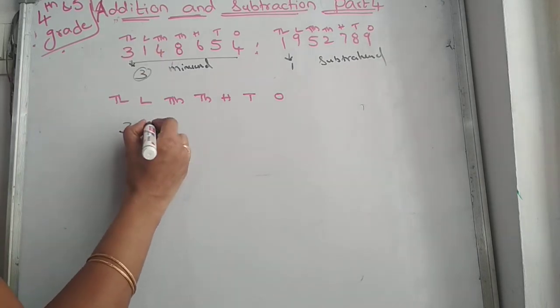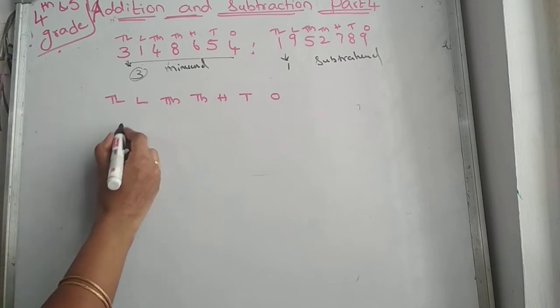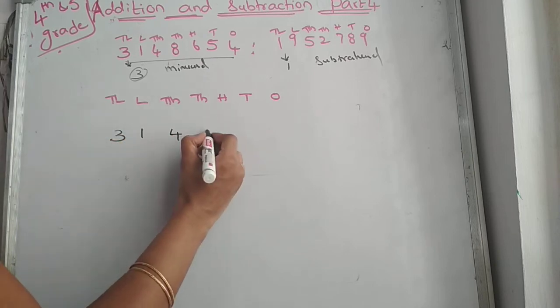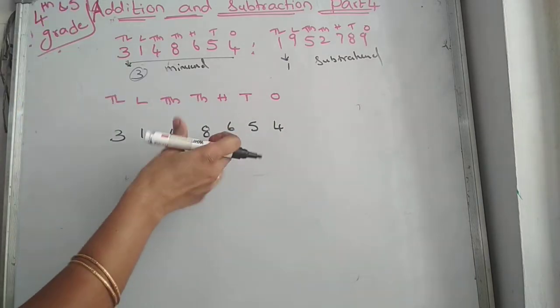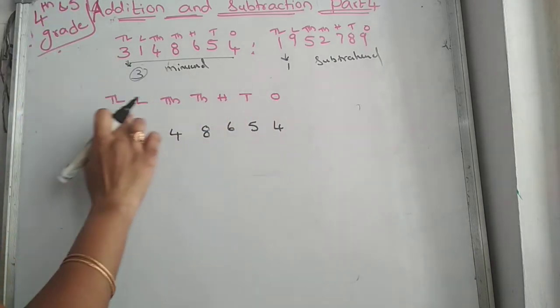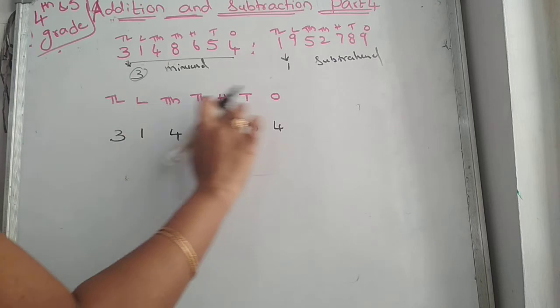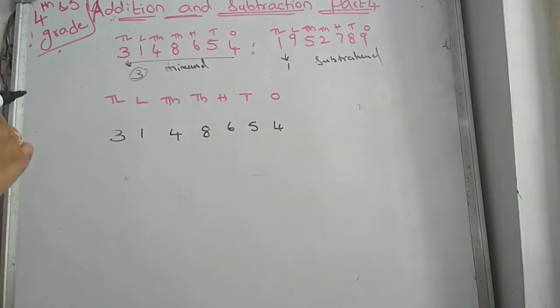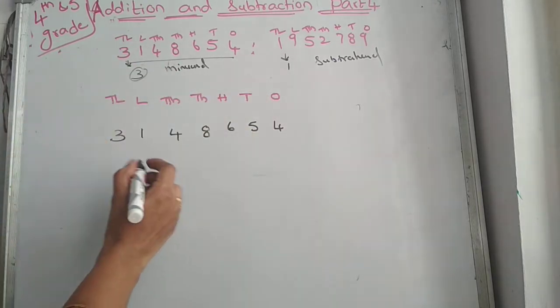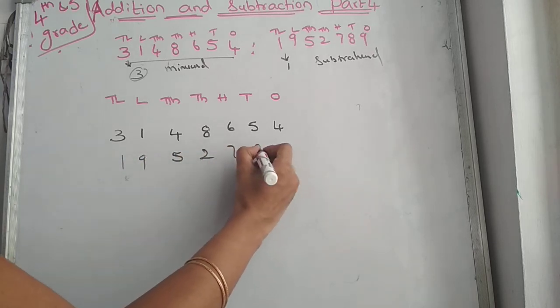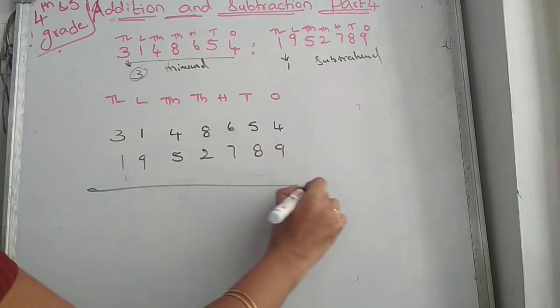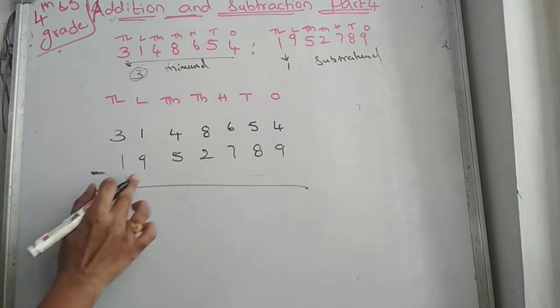Okay. 3, 1, 4, 8, 6, 5, 4. Why am I giving a gap? If borrowing is needed, it will be clearly visible. So that's why I am giving a gap here. Then 1, 9, 5, 2, 7, 8, 9. See here, observe. Do the subtraction symbol.